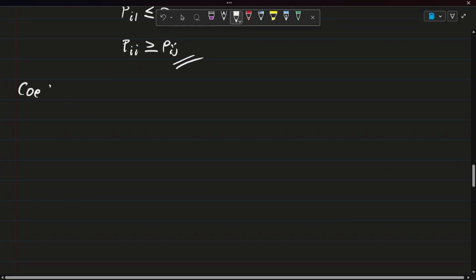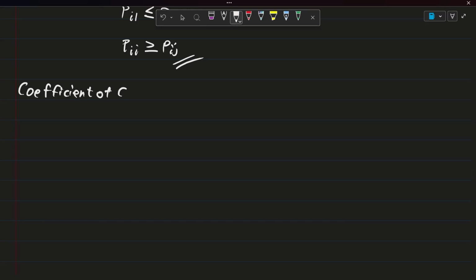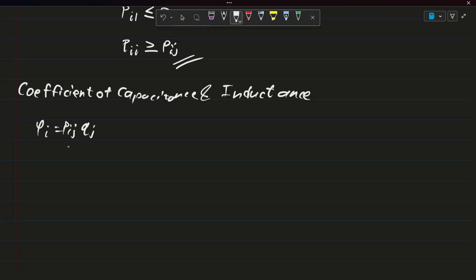This is called the coefficient of capacitance and inductance. So we will later see what these two actually mean. But if we try to observe the inverse of our problem, like phi i equals P ij Qj, if we take the inverse problem, this would become Qi is equal to Cij phi j.